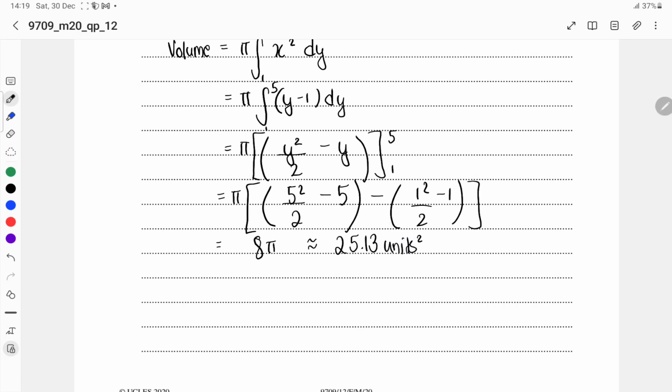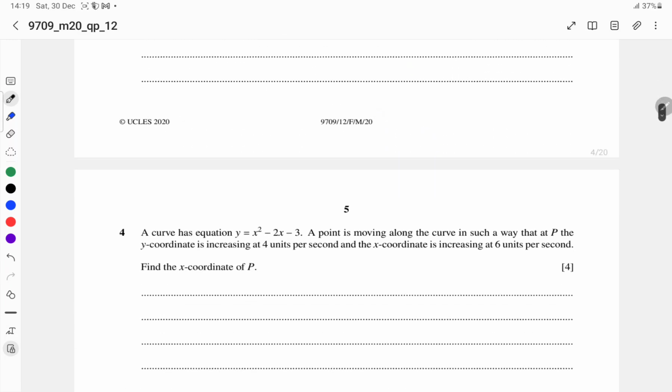So let me just check the mark scheme. So yeah, we are correct. I have written this in 4 significant figures. The minimum requirement is 3 significant figures. So you can write it in as many figures as you want.